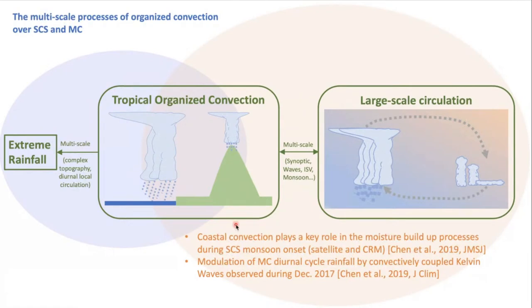In our previous work, we already demonstrated through satellite and cloud resolving model simulations that these coastal convections play a key role in the moisture buildup processes during the South China Sea summer monsoon onset. Professor Sui also showed some of our work on the modulation of MJO diurnal cycle rainfall by the convectively coupled Kelvin waves. So we have seen this tight coupling between these coastal convections and the large scale variability or the large scale circulation.